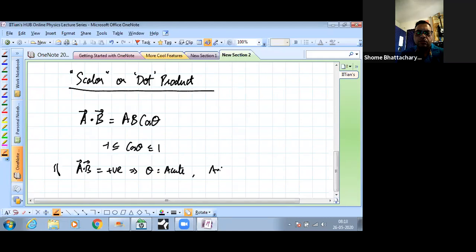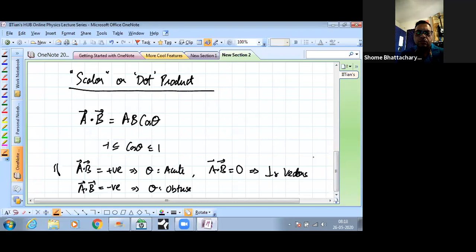If A dot B is 0, it means that they are perpendicular vectors. If A dot B is negative, it means that theta is obtuse. So on and so forth. We saw a whole lot of properties, so I'm not going to get into each one of them again. But properties are fairly obvious, like distributive property, then commutative property, then various things like that.